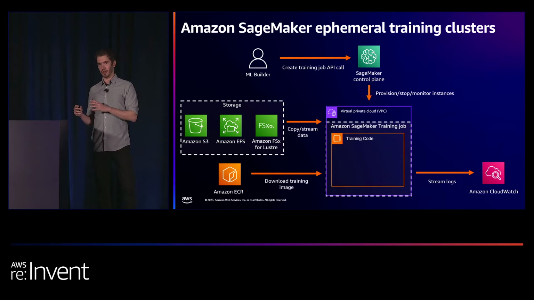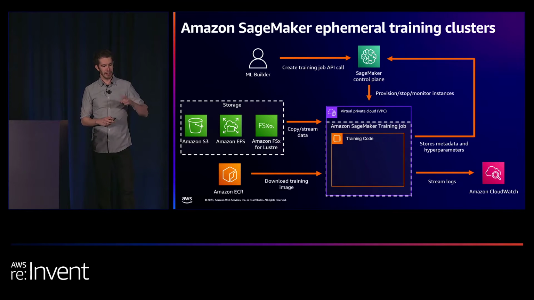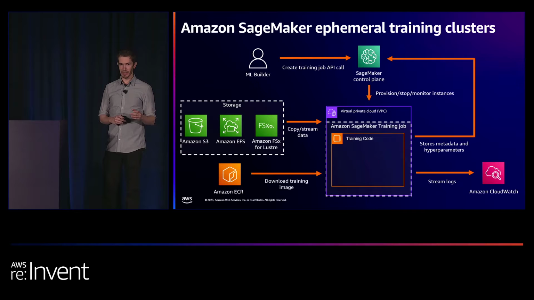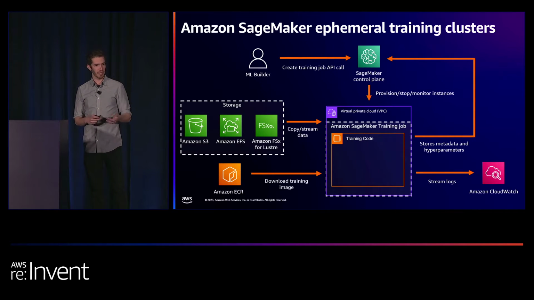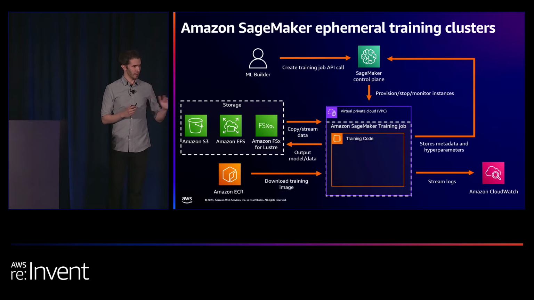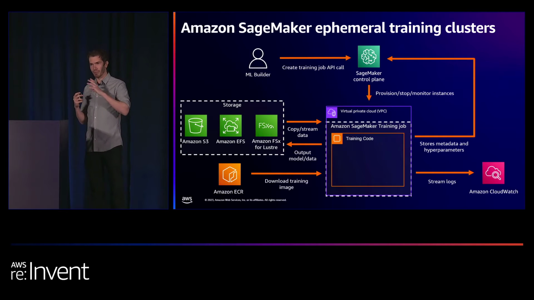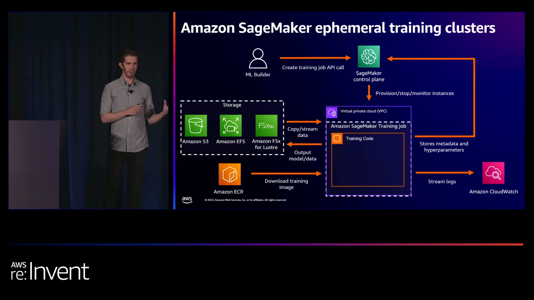SageMaker then starts the training and streams the logs to CloudWatch throughout training. It stores the metadata and hyperparameters, so you can view it later. And you have, again, options for using TensorBoard and other tools to visualize your experiments. It will synchronize your checkpoints throughout training to your storage, which is critical if you want to be fault resistant in case something fails during training. You don't want to lose your progress until that point.